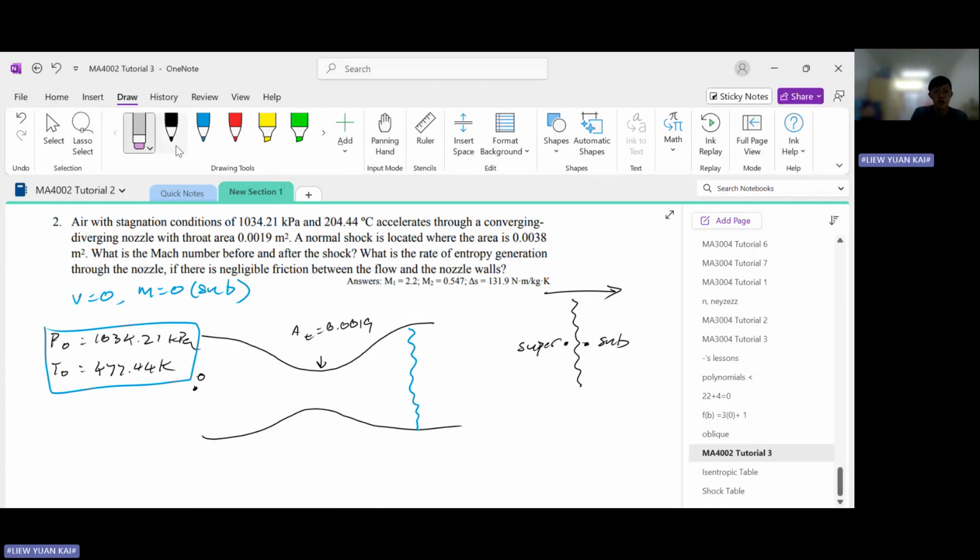Okay. So now we can label this as 1 and 2. And then based on what they tell us, remember that the shock is infinitesimally thin. So the cross-section area at point 1 is equal to the cross-section area at point 2. So let me write that down. A1 is equal to A2 is equal to 0.0. Let me write this way.